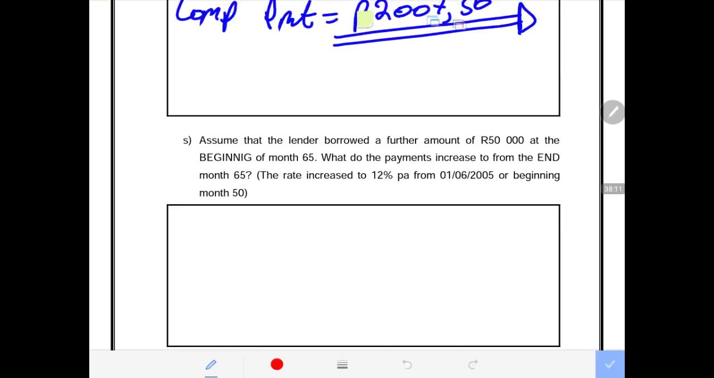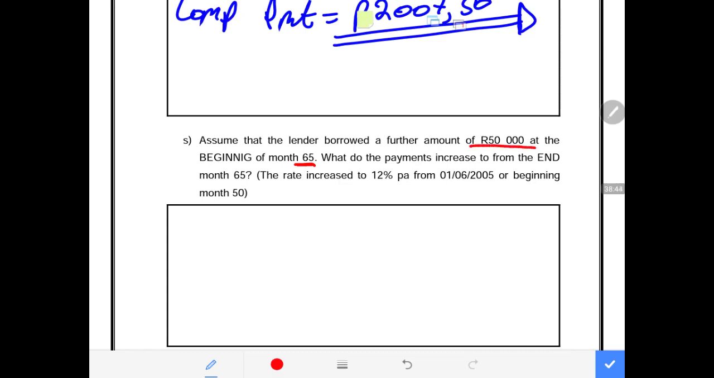Then now it says alphabet S, assume that the lender borrowed a further 50,000 at the beginning of month 65. What do the payments increase to from the end of month 65? So now, at the beginning of month 65, the person borrowed another money which amounted to 50,000 rands.